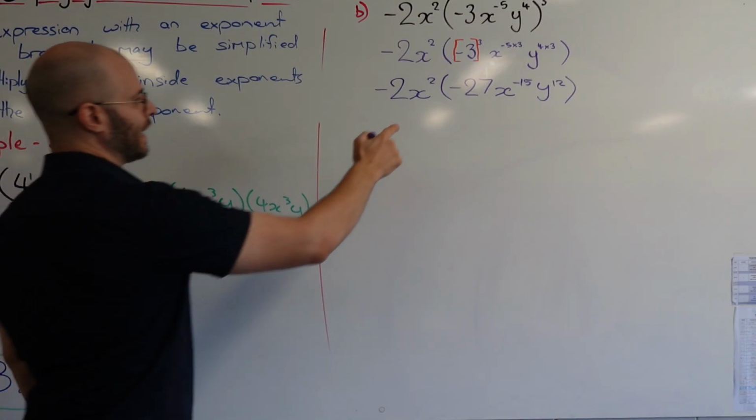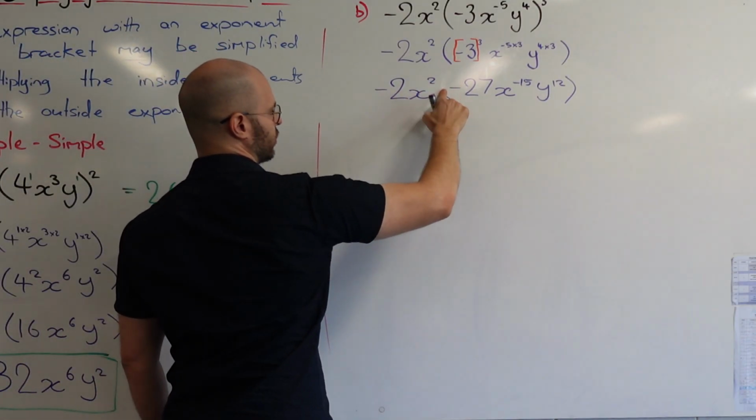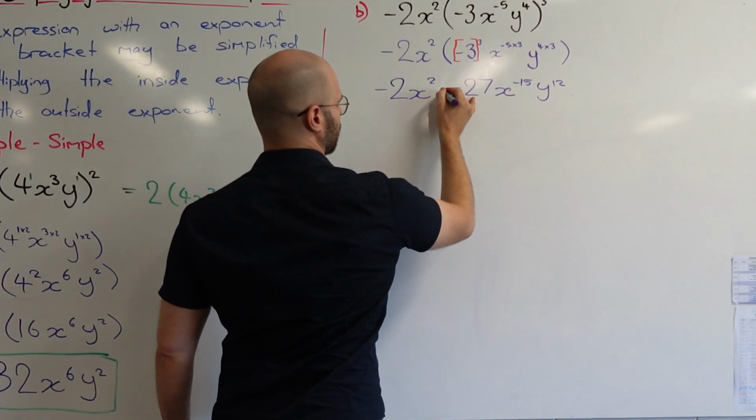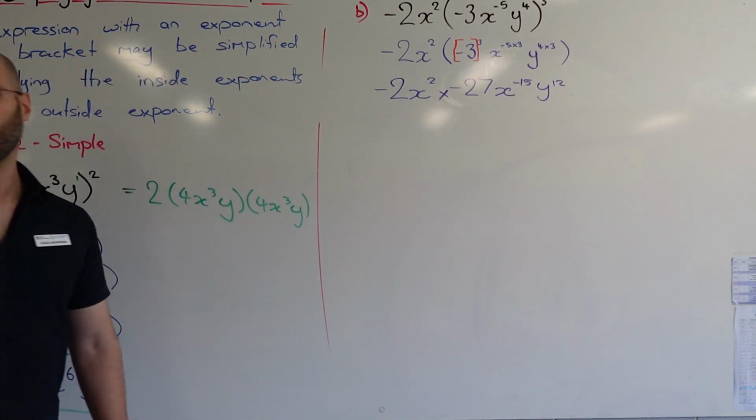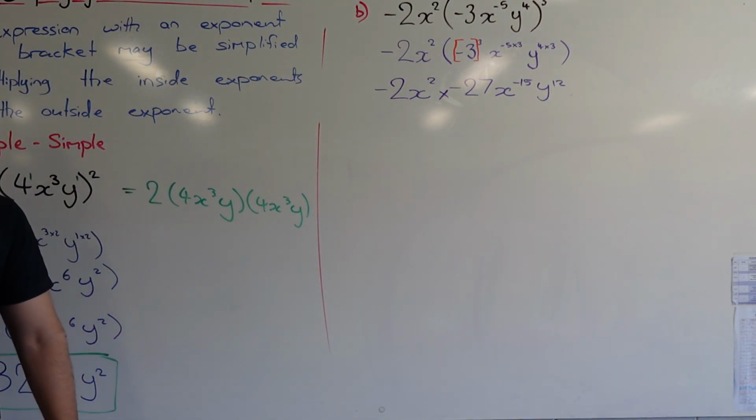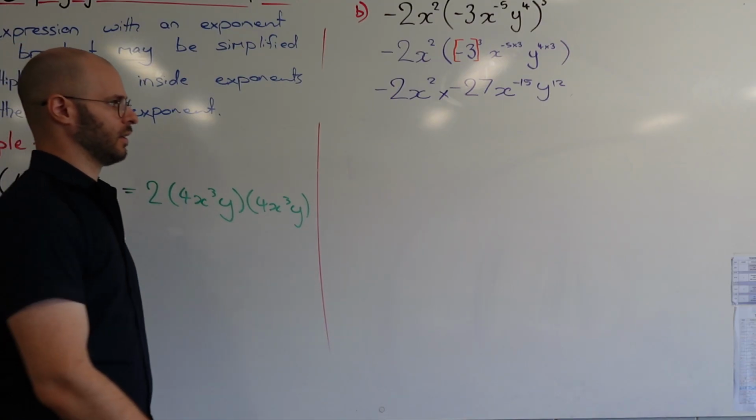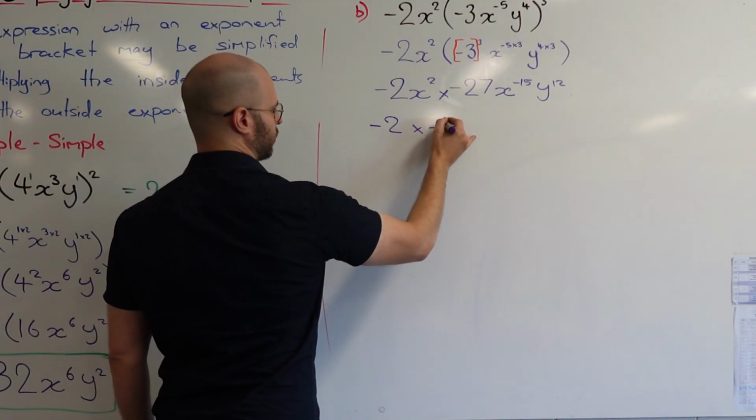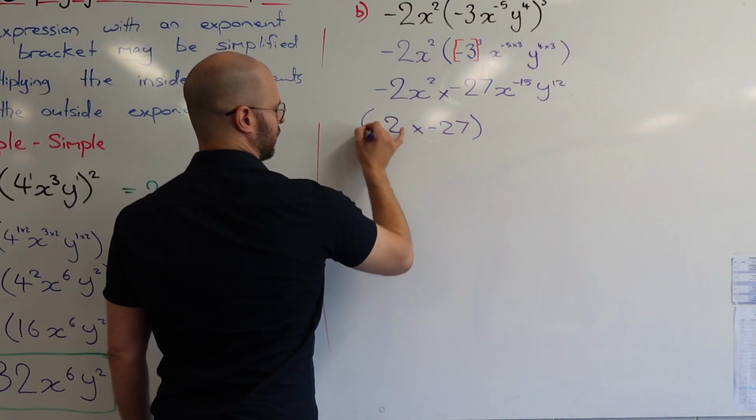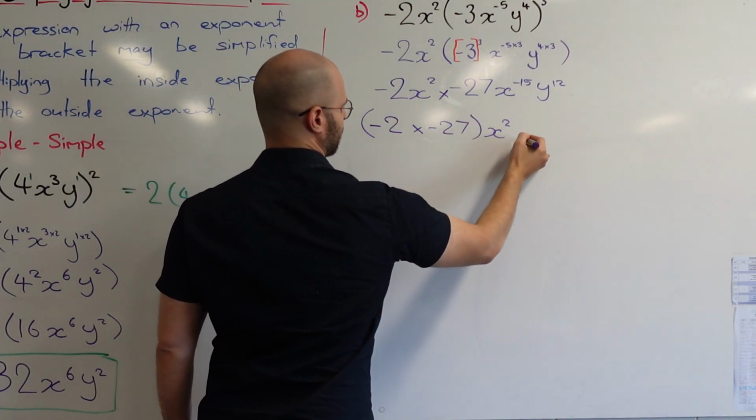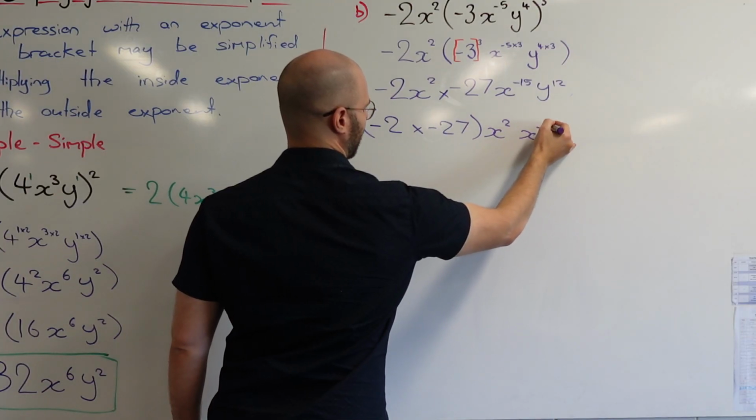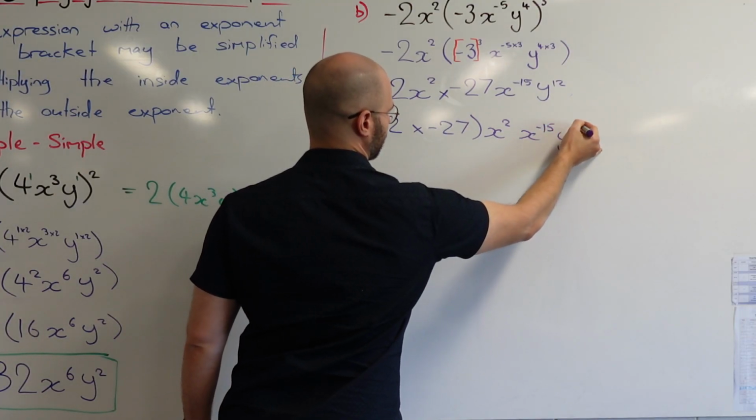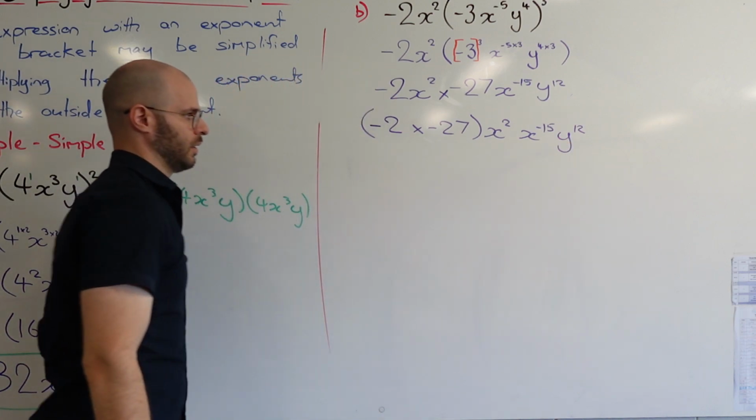To get rid of the brackets, it's going to turn into a times symbol there. Or you can use the brackets, it doesn't matter. I prefer brackets personally. Then, it's minus 2 times minus 27. The x squared can go at the end. We've got an x to the power of negative 15. We've got y to the power of 12.